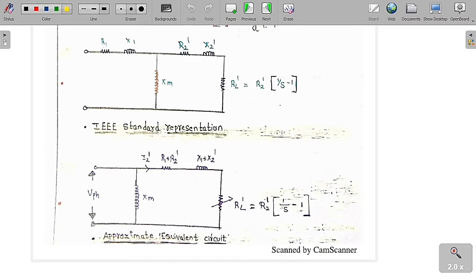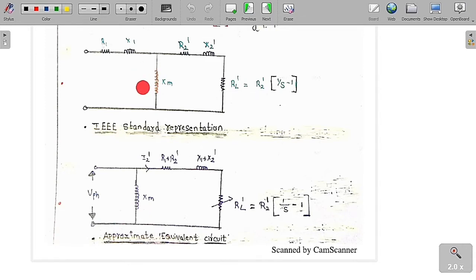This is the IEEE notation, the standard representation of the induction motor. Here we have R1, X1, R2 dash, X2 dash, RL dash equal to R2 dash into (1/S minus 1), then XM. Here we are going to remove RC, because I have already told you RC is a very huge value when compared to XM, so we are going to neglect it.